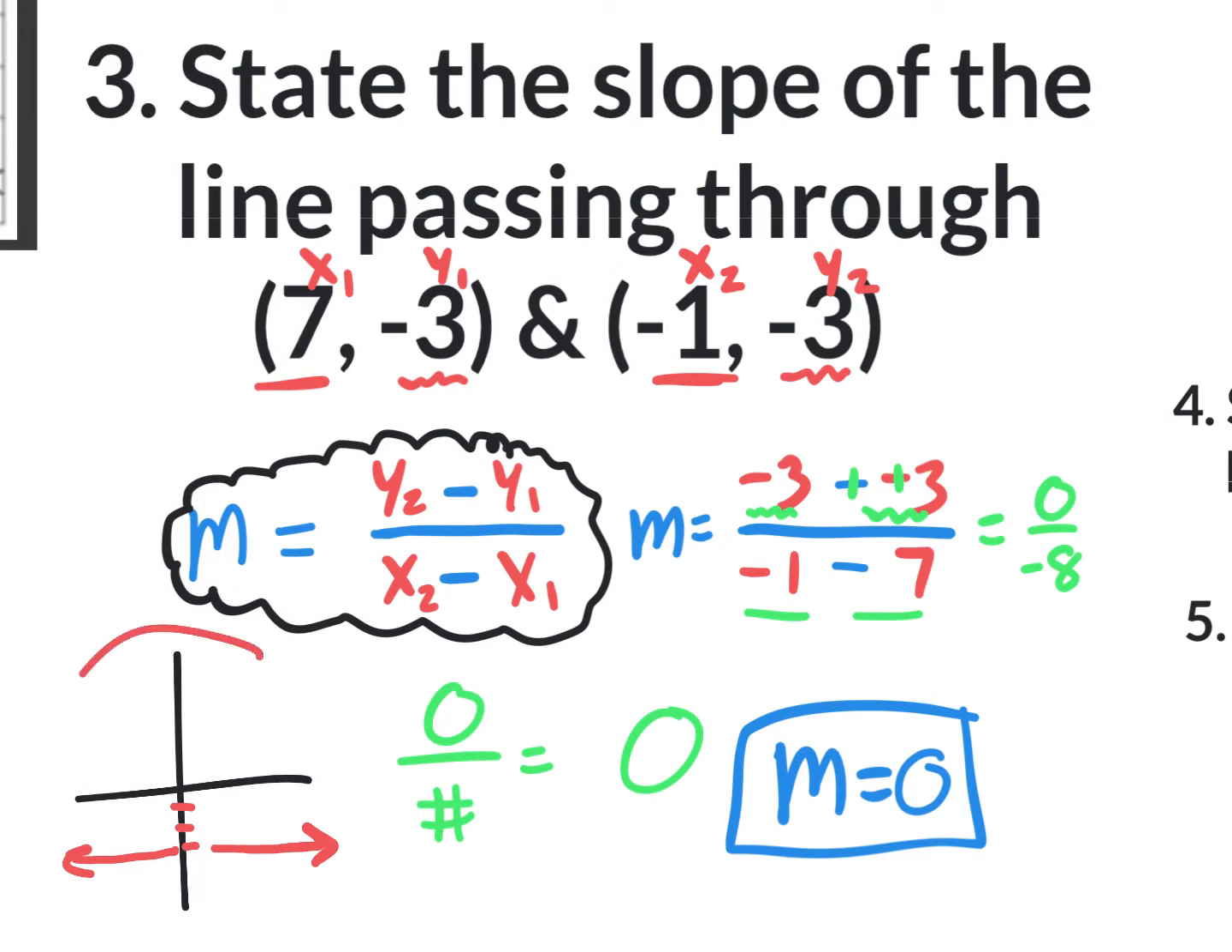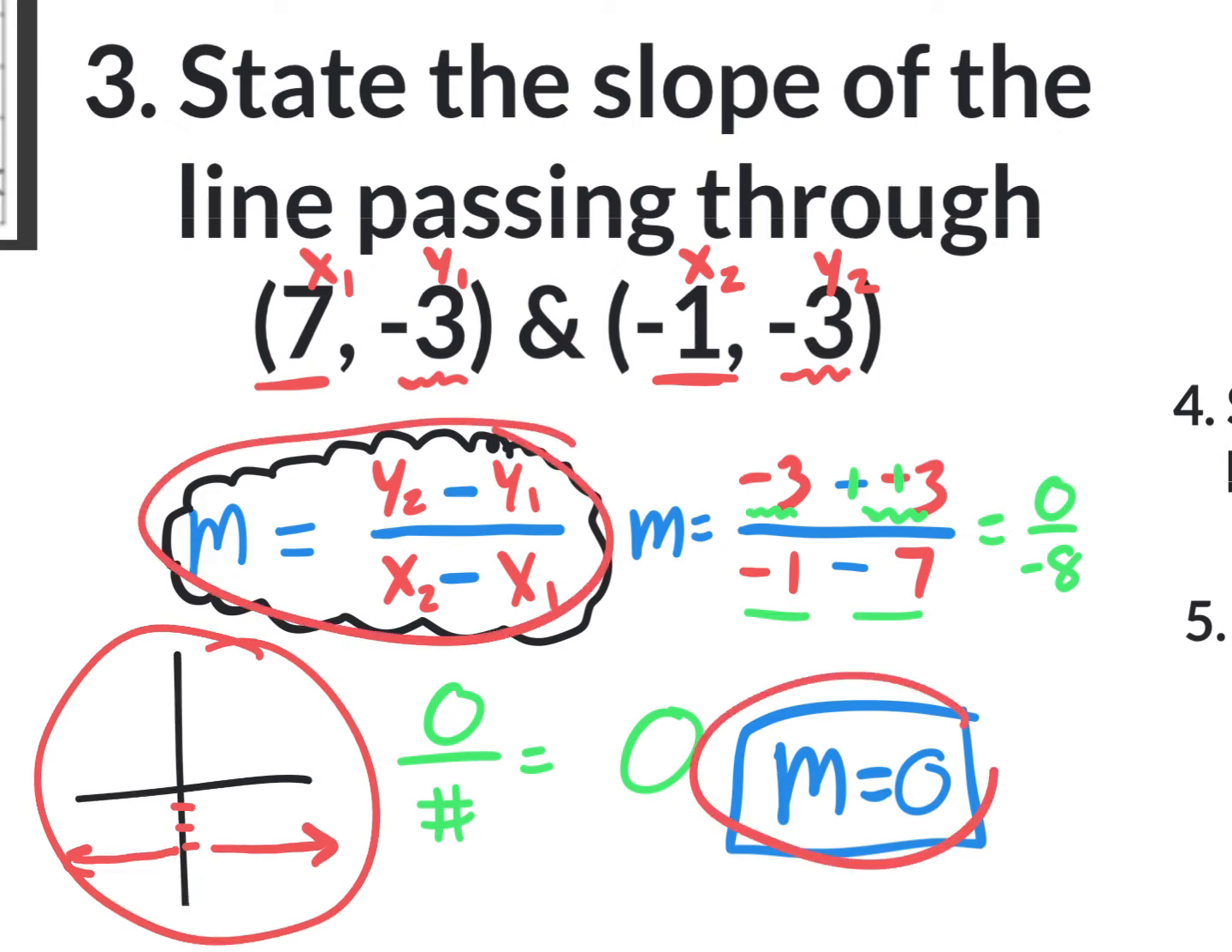But you don't really have to know how to graph it. All you got to do is memorize the formula and know how to apply it, getting this answer m equals 0. You could also say no slope, but it's definitely not undefined. Undefined is a totally different thing. We'll talk about that later.